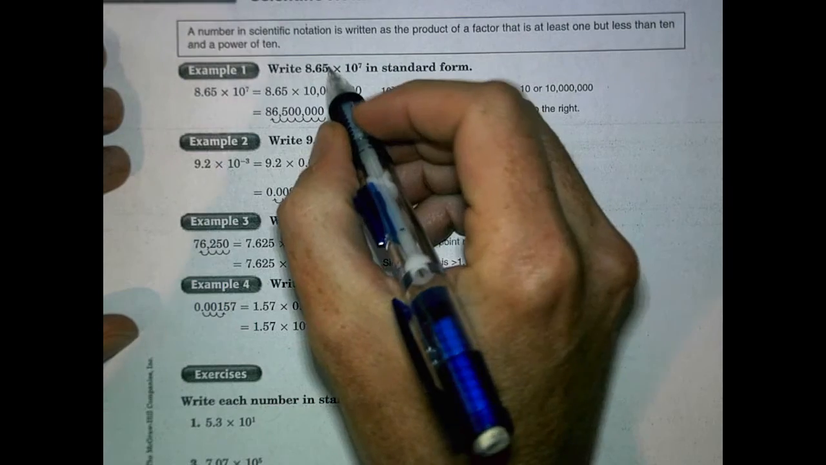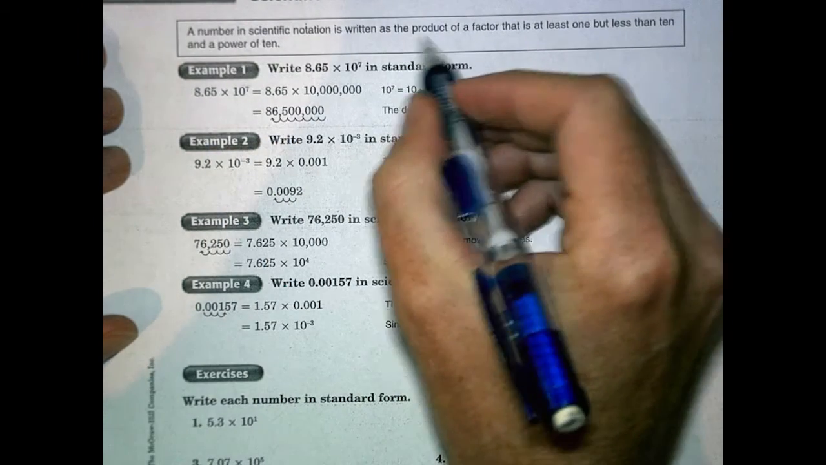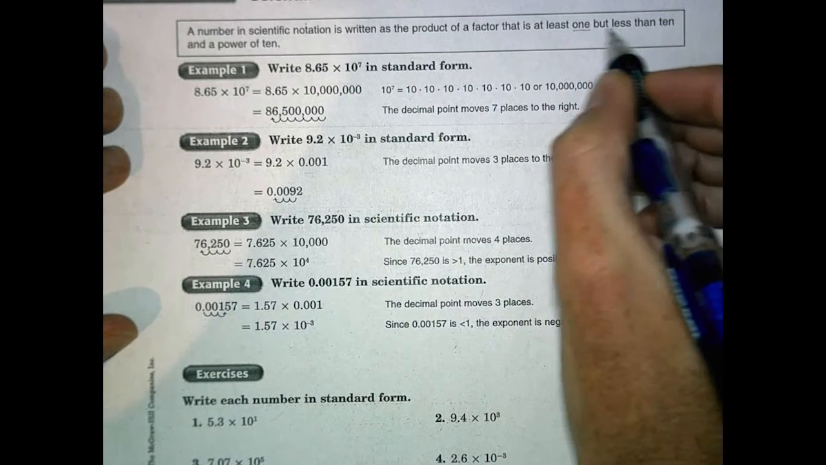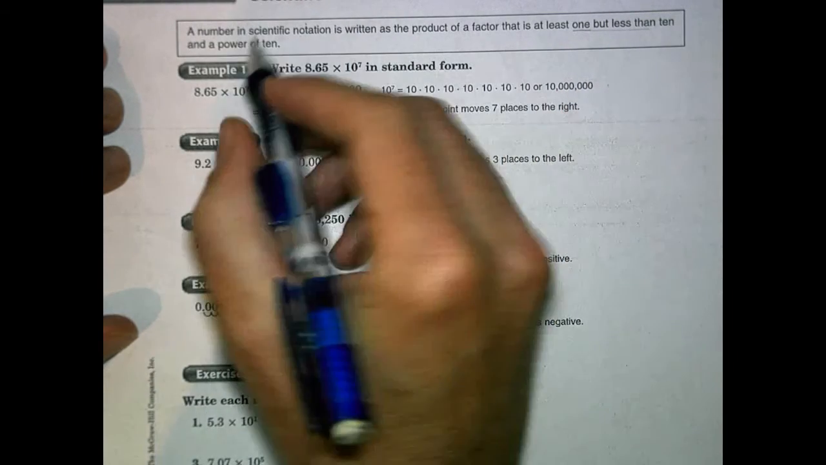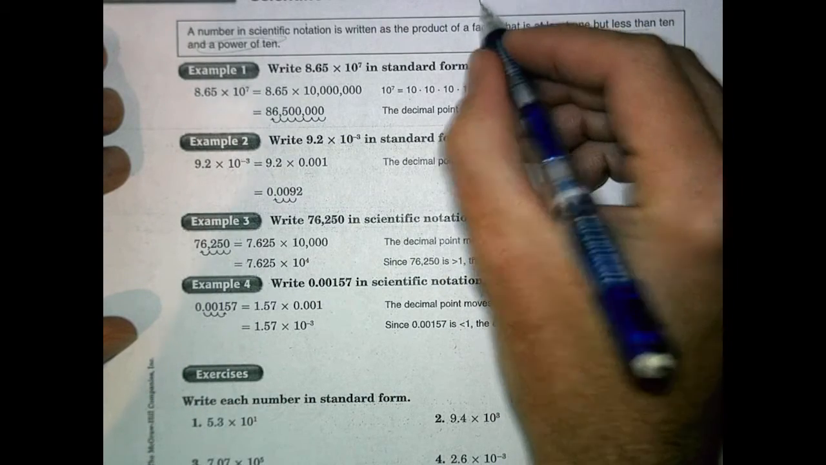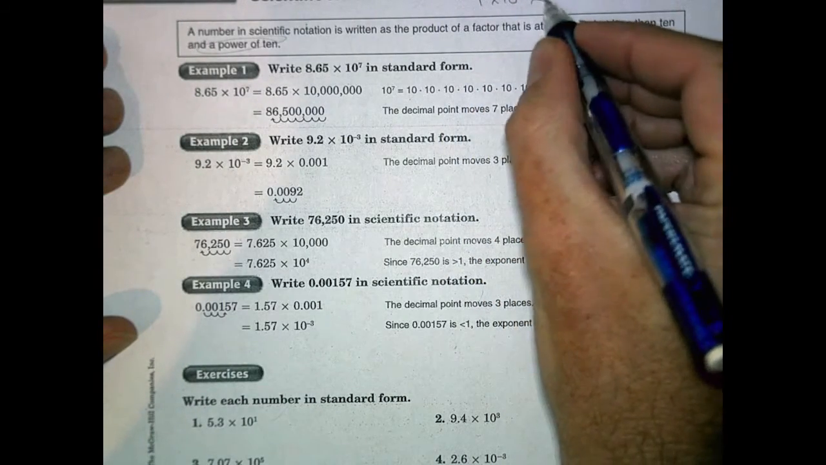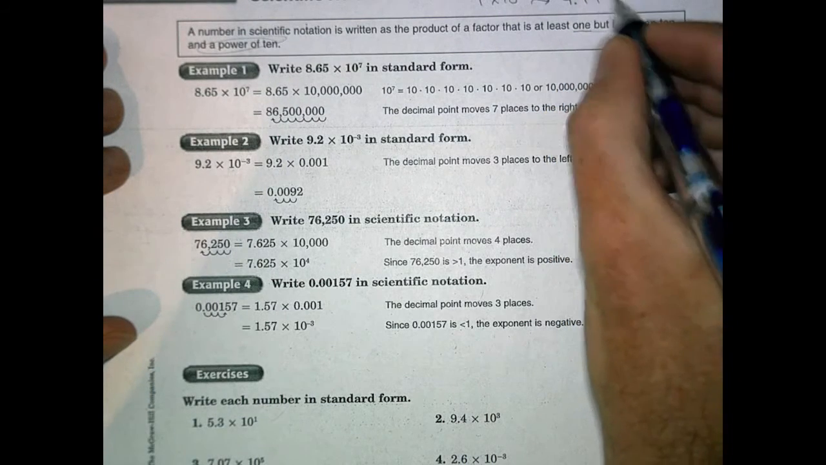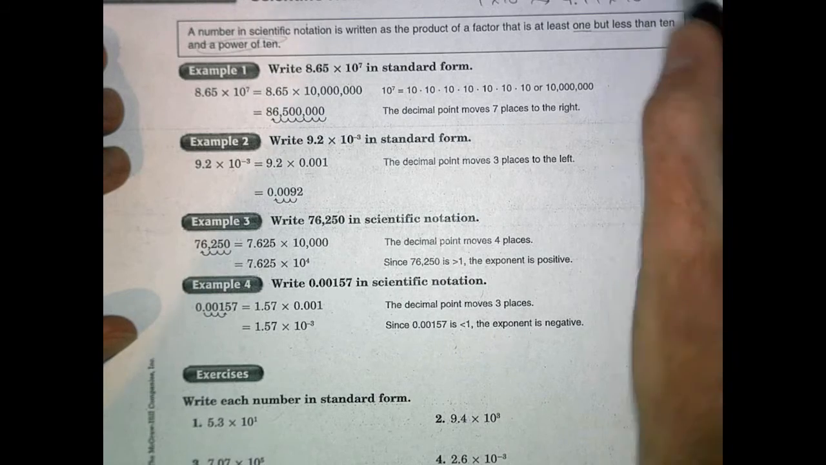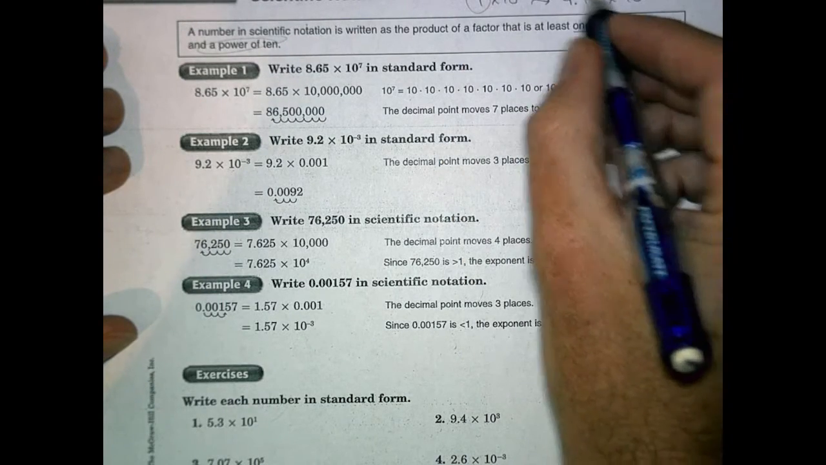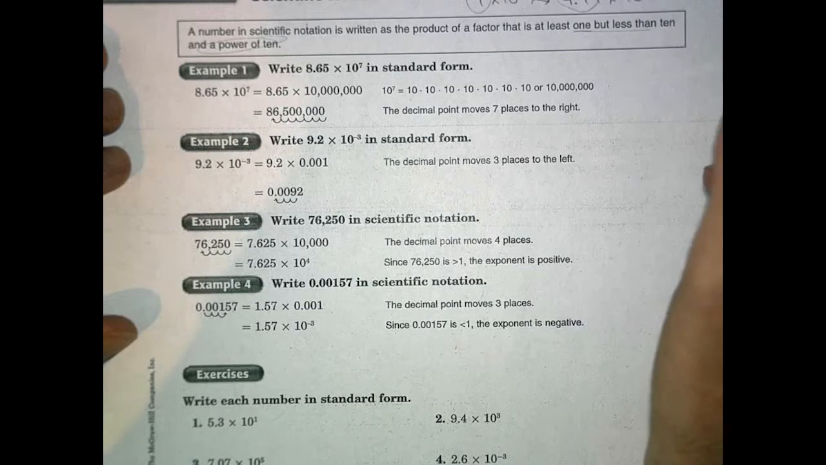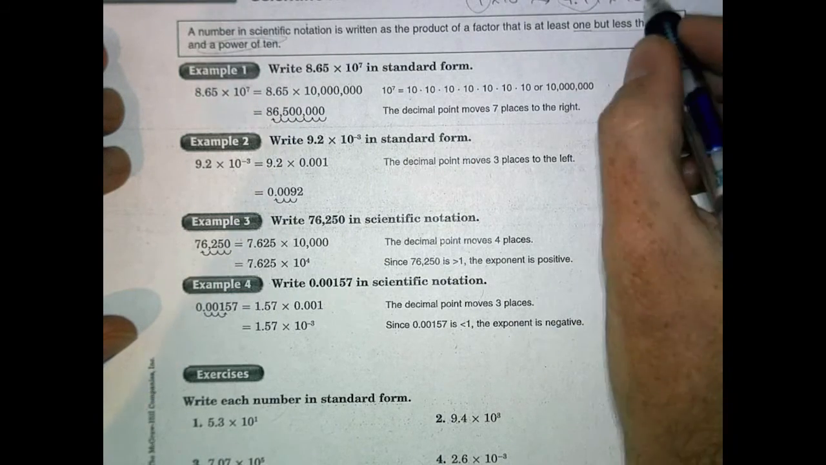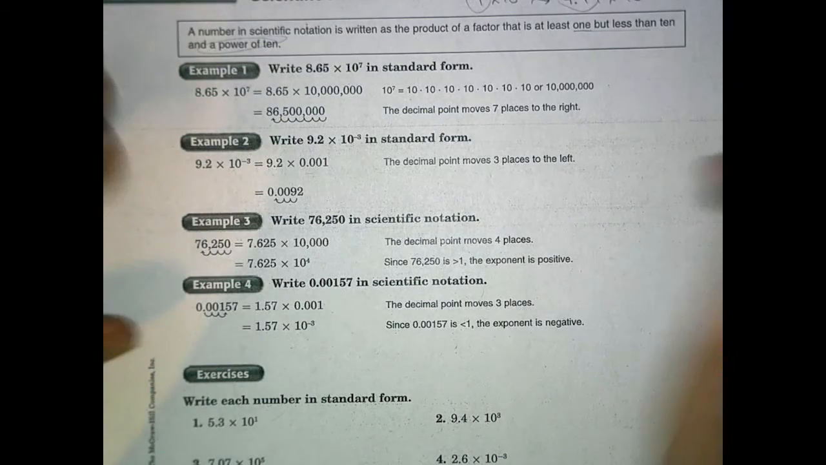Okay, so first of all, a number in scientific notation is written as the product of a factor that is at least 1 but less than 10 and a power of 10. Those are the 2 parts it's going to have. So it's going to be like 1 times 10 to the first all the way up to less than 10, so it can be 9.99 times 10 to the whatever it's going to be. So your first number is always going to be something along these lines between 1 and 9.99, but never a 2-digit number. Always then multiplied by a power of 10. 10 to the first, 10 to the second, 10 to whatever it's going to be.